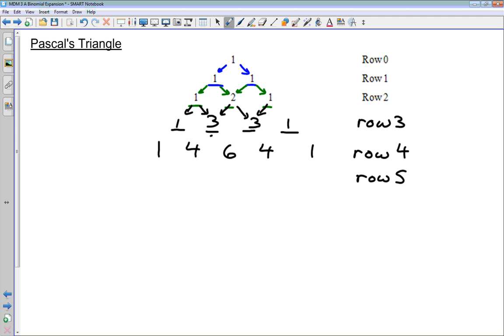Row 5, we're going to have a 1 on the outside. 1 plus 4 gives us 5. 4 plus 6 gives us 10. 6 plus 4 gives us 10. 4 plus 1 gives us 5. And then a 1 on the outside. Okay.